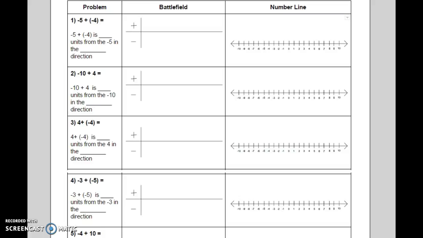So now what we're going to do is try a few of these examples of adding negatives and positives, and we're going to think of this the same as we would think of a battlefield. So with this first example, I see that I have -5 and -4. So I have 1, 2, 3, 4, 5 negatives. Then I have another 1, 2, 3, 4 negatives. And so that's going to leave me with a total of 9 negatives. So my answer is going to be -9.